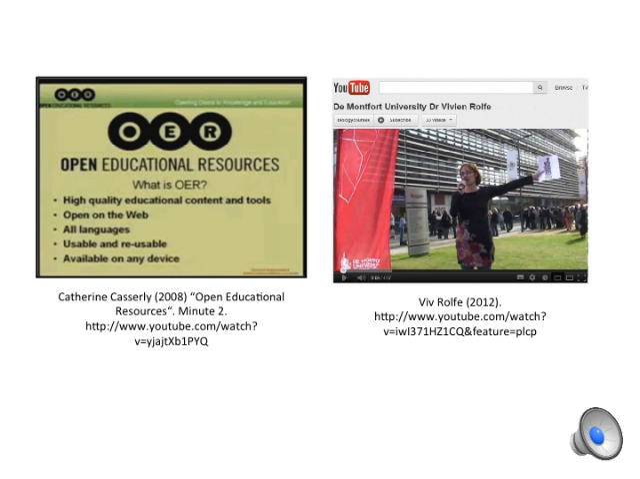And she gives some lovely definitions of open education resources, and they are teaching and learning materials specifically. They're open on the web, they're in all languages, they're reusable. So people can take OERs, students can use them, lecturers can adapt them and repurpose them, and that's the whole philosophy behind it. On the right here, you've got a link to a YouTube introduction to OER that I gave at some event some time ago.